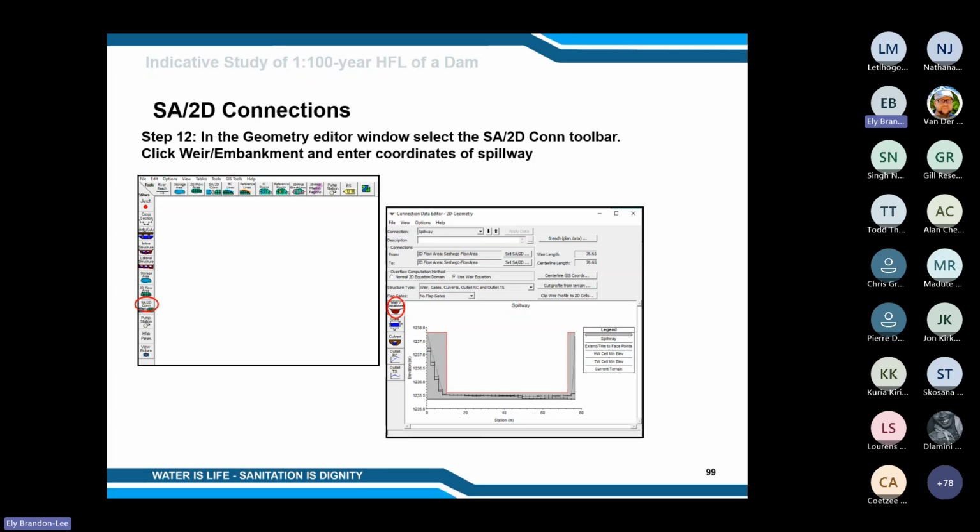Once I drew the SA/2D connection on the terrain in RAS Mapper, I specified the shape and properties of the spillway in the geometry editor interface. I did this by selecting the SA/2D connection tool and then selecting the weir embankment tool to specify the length of the spillway, full supply level, and non-overspill crest level of the dam, the discharge coefficient of the spillway, and the spillway type, as previously illustrated with the 1D model.